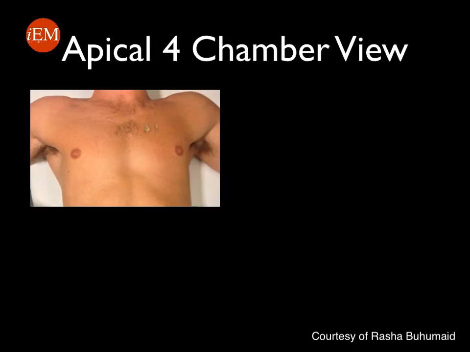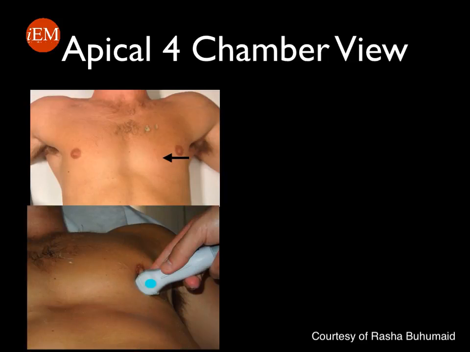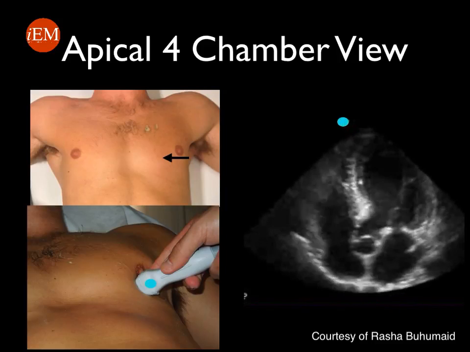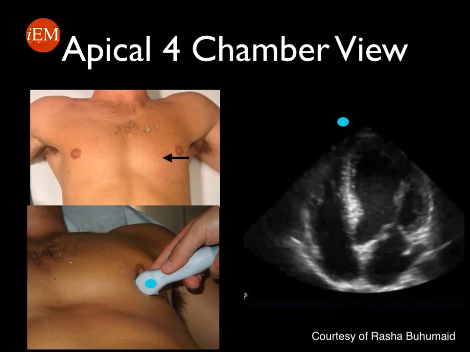An apical four-chamber view is obtained by placing the probe at the fifth intercostal space, probe marker towards the patient's right. So in men, most of the time this is just below the nipple line. And this is the corresponding ultrasound image of a normal apical four-chamber view.